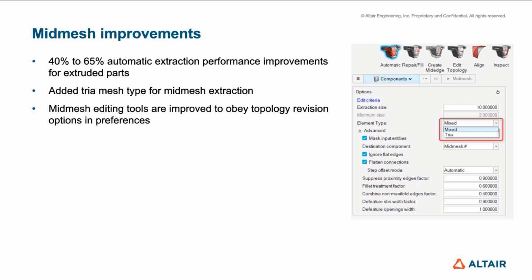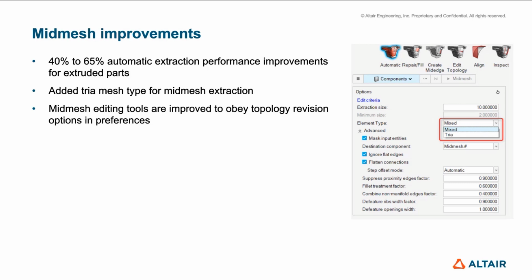We have also added a tria meshing option for mid-mesh extraction, and now all of the editing tools, like imprint or node to node split, obey the preference FE geometry topology revision option, which they were not doing before. It was remesh by default. Now, depending on the preference, whether it is set to remesh, rebuild, or keep mesh, depending on the number of layers, all of these editing tools are configured for that.